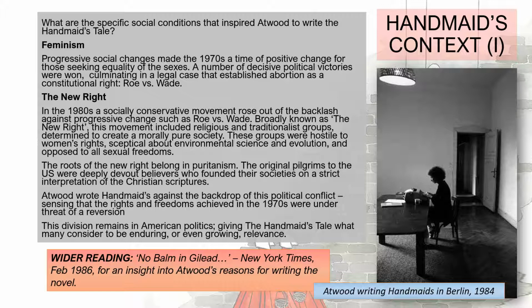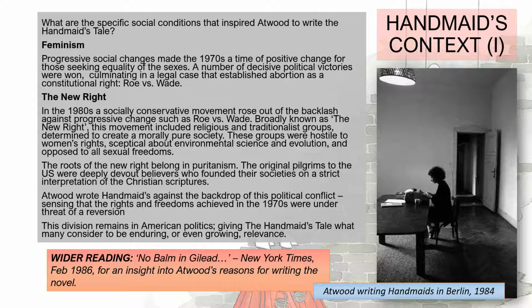Now, of course, America has had global immigration over the last 150 years and has risen to be a great superpower. But I guess the ruling core of America still has within it some of this original puritanical zeal. And it's still a very powerful traditional movement within American politics. And this is the political conflict against which Atwood is writing Handmaids in the 1980s. You can see the picture of her there writing Handmaids in Berlin in 1984 on an old typewriter.